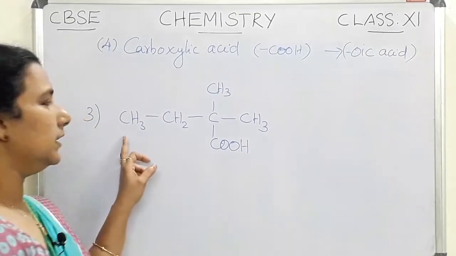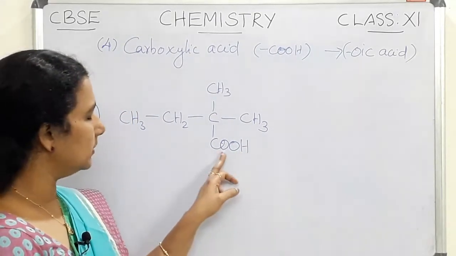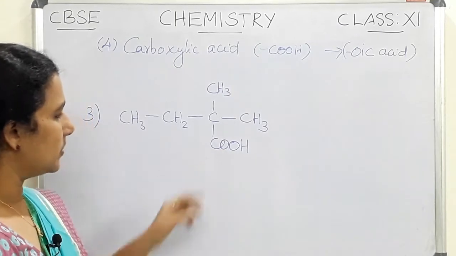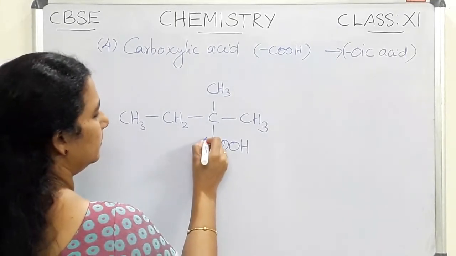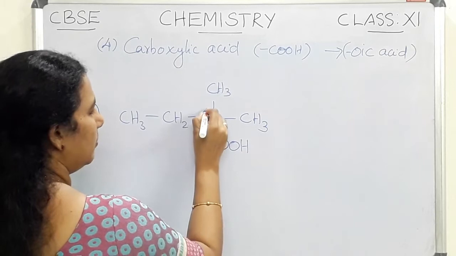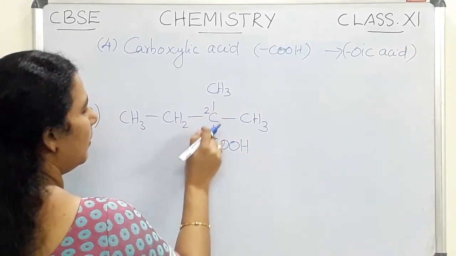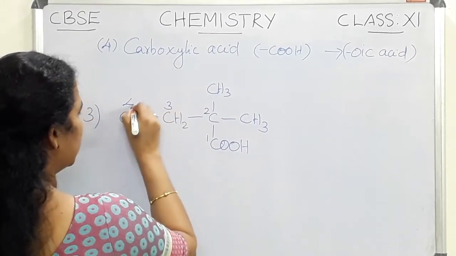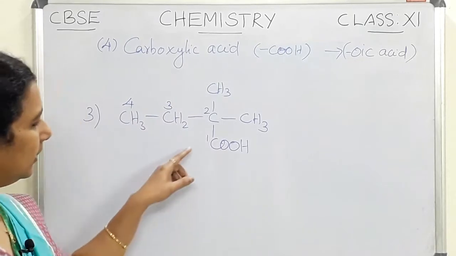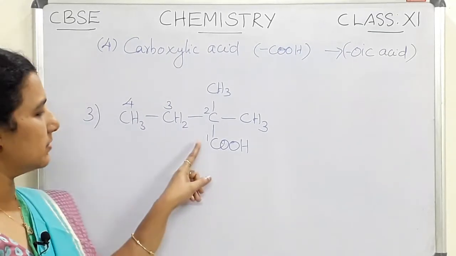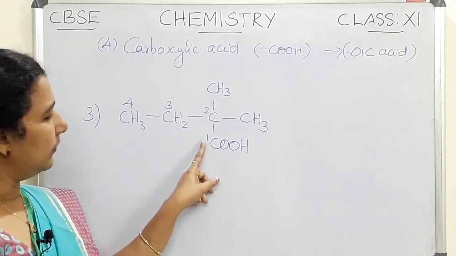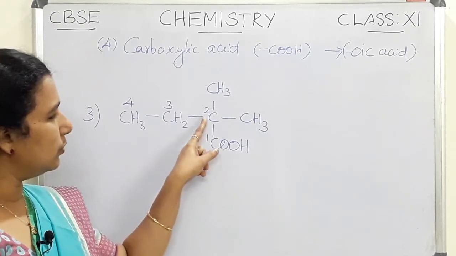So this is the third compound. Here there is the functional group. So we can start from here. So we can number this compound like this. So this is the correct way of numbering in order to get the longest chain. So if you are numbering like this, that means 1, 2 and 3.